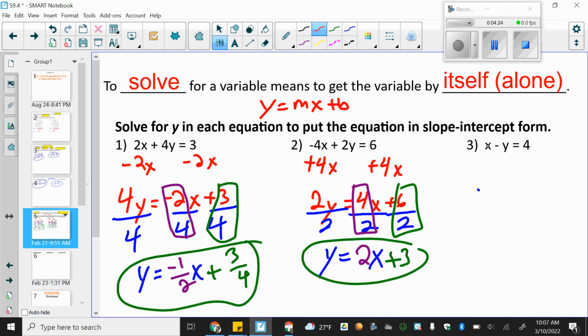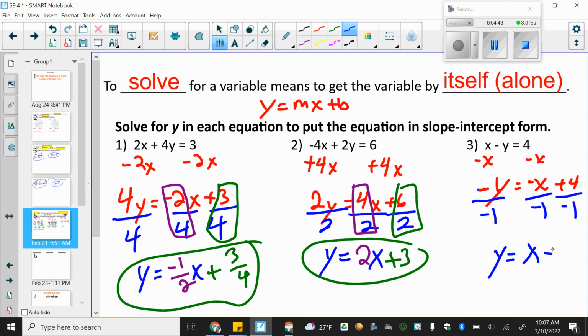Right, one last time on this page, x minus y equals 4. I'm going to start by subtracting x's to get -y equals -x plus 4. And then I'm going to divide each one by that -1 to get rid of the negative sign. That's going to be y equals x minus 4.